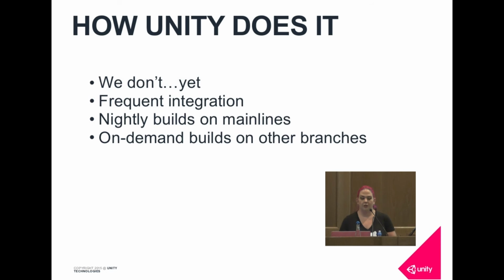So at Unity, we don't actually do true continuous integration yet. But we are working on scaling our infrastructure to allow for this, because the development team has gotten big enough now that it's really badly needed. We do frequent integration, which means we do nightly builds and tests on all main lines. We do on-demand builds on developer branches, basically whenever developers have reached milestones and they believe that they're ready to have their code built and tested.